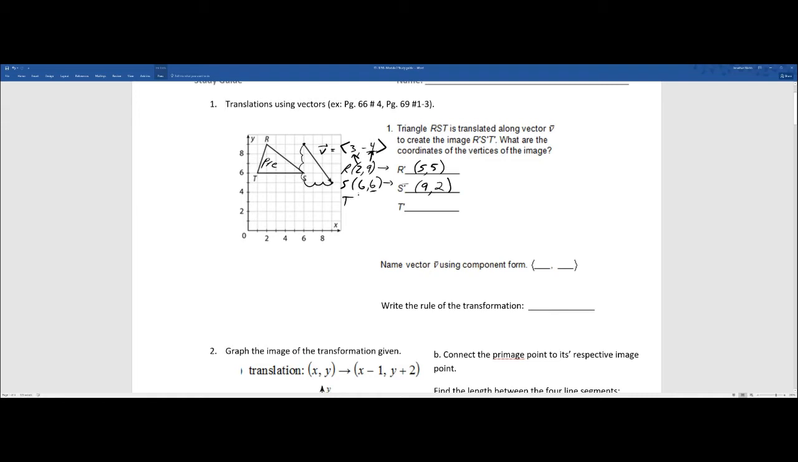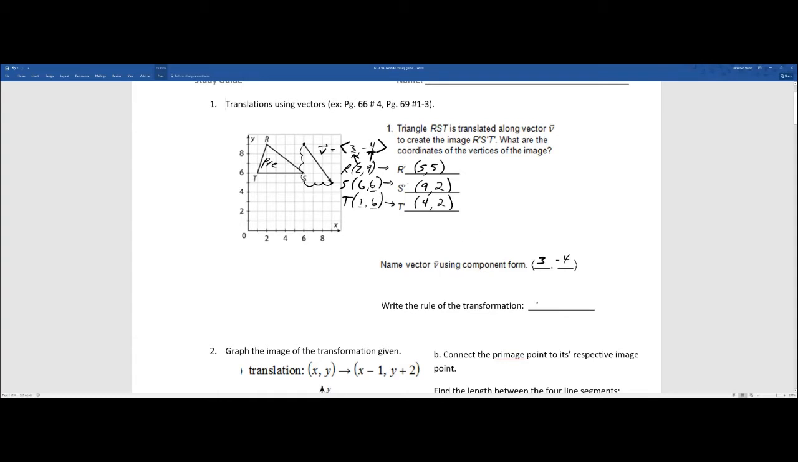Next thing for T, do the same thing, apply the same vector. So we have T at 1 comma 6. So 1 plus the 3, that's 4, and 6 plus the negative 4, again, will give us 2. So those will be the new coordinates of our image. I already answered the next part, name the vector. Again, we went to the right 3, down 4. Notice how I just used the points, and that's very useful to try.